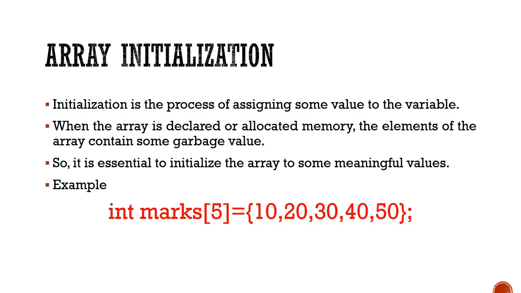Beyond that we cannot give more, because the size of the array is fixed here as 5, so only 5 values can be given. What are the values I have given here? 10, 20, 30, 40 and 50. These are the 5 values I have allocated to a single variable called marks. This marks is called an array variable. So this is how the values can be initialized to an array.